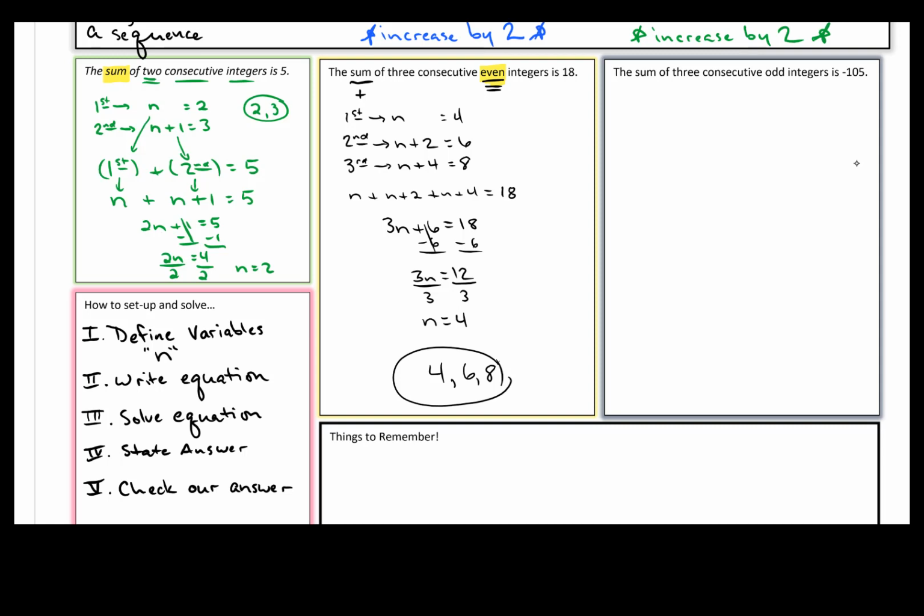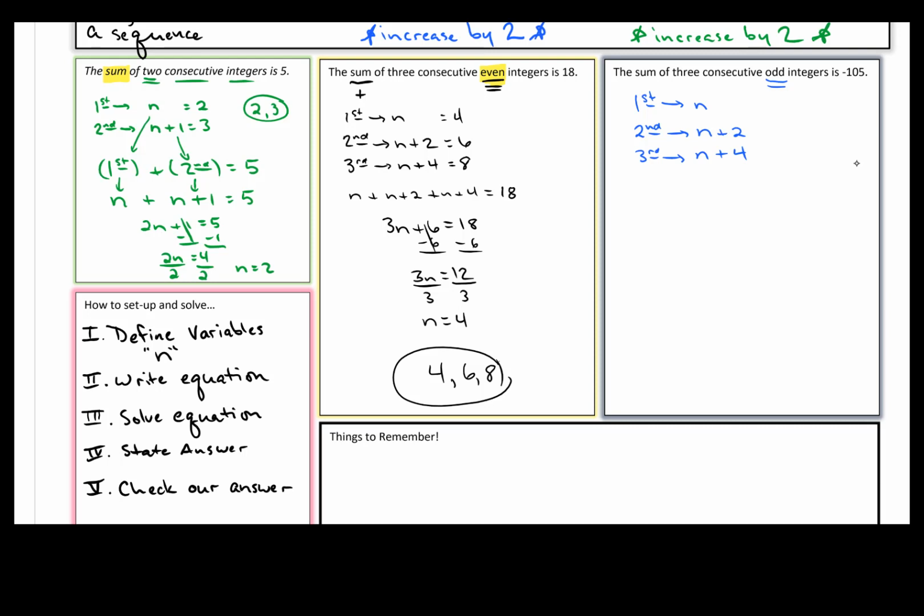Right now it says find the sum of 3 consecutive odd integers. So I'm going to set this up just like I did the previous ones. I have a first, a second, and a third integer. This is n. Now a common mistake is when students see this odd, they like to do n plus 1, but it's actually n plus 2, because odd integers also jump by 2 each time.